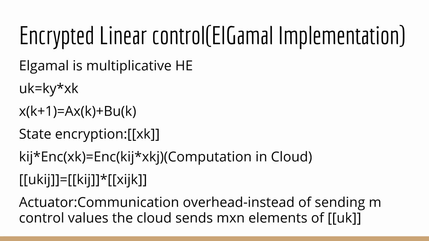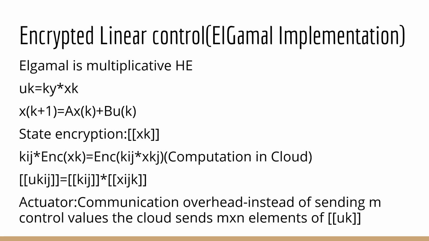Next, step 3 happens at the actuator. There is something called communication overhead in this. Instead of sending m control values, the cloud, which computes the encrypted control input, sends m cross n ciphertexts. So the actuator does the decrypting, and when it decrypts m cross n elements of u_k, the computational overhead will be very high.